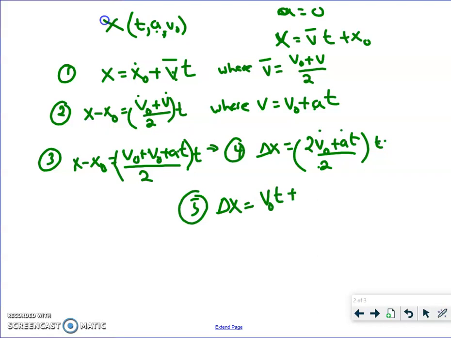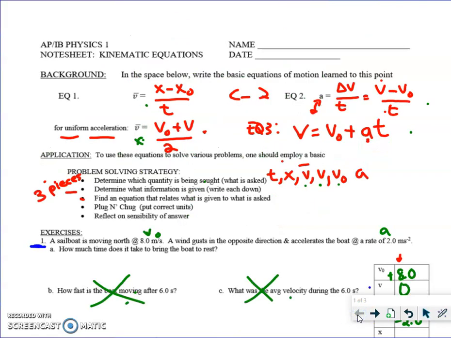So if I distribute the t, I have an at squared in there, and I still have to divide by 2. So that simply just becomes 1/2 at squared. And there is our equation. This is probably the most useful equation of the 5 that we're going to have.